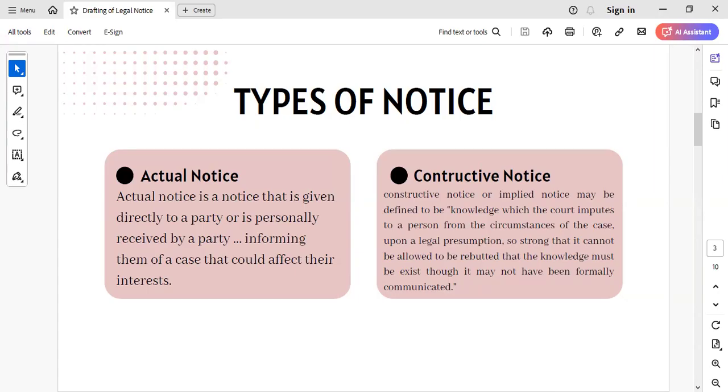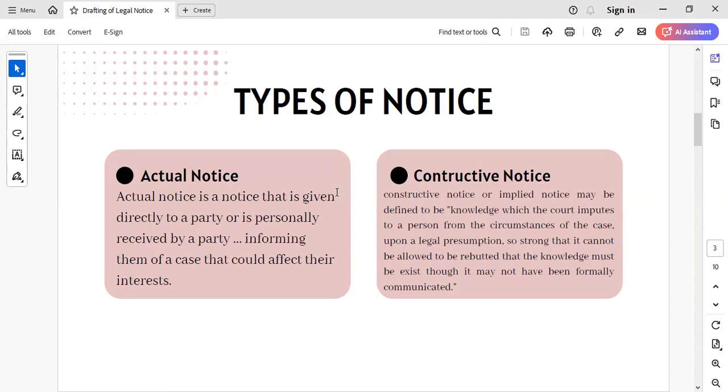So, what is that? There are two types of notices. One is actual notice. The other one is, what is the second? Constructive notice. One is actual notice. The other one is constructive notice.